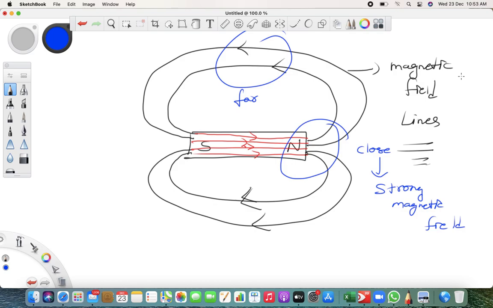Okay. So, where are the magnetic field lines stronger? It is stronger at the poles, and here it is weak. So, the magnetic field is stronger at the poles and weak in the middle. Why? Because of the magnetic field lines. Where the magnetic field lines are close, they have a strong magnetic field, and where they are far, it has a weak magnetic field.